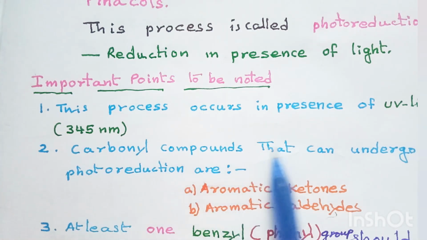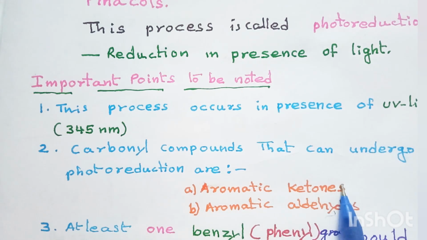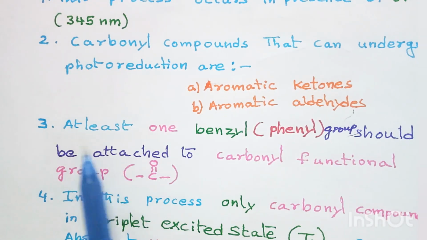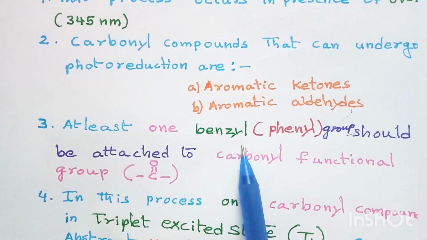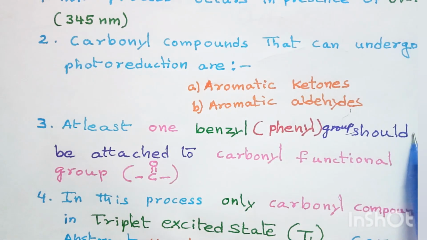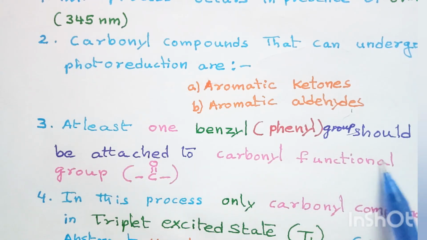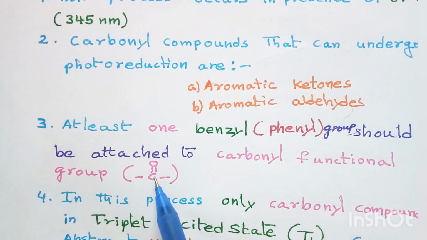Carbonyl compounds that can undergo photoreduction are aromatic ketones or aromatic aldehydes. At least one benzyl or phenyl group should be attached to the carbonyl functional group, that is C double bond O.